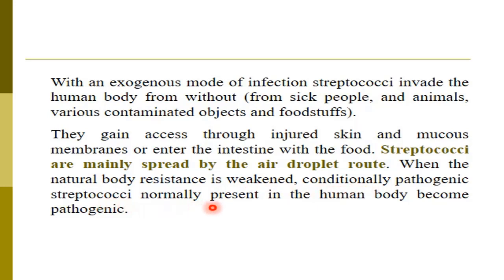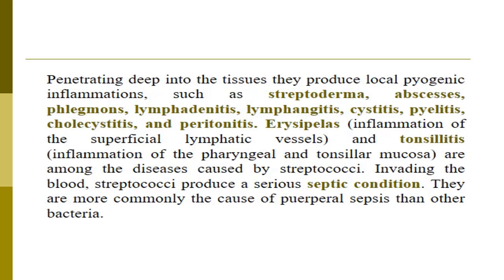When the natural body resistance is weakened, conditionally pathogenic Streptococci normally present in the human body become pathogenic. Due to what? Due to the natural body resistance being weakened, the Streptococci become opportunistic and can cause infection. They can penetrate deeply into the tissue and produce local pyogenic inflammation, such as streptoderma, abscesses, phlegmons, lymphadenitis, lymphangitis, cystitis, pyelitis, cholecystitis, and peritonitis. Erysipelas, inflammation of the superficial lymphatic vessels, and tonsillitis, inflammation of the pharyngeal and tonsillar mucosa, are among the diseases caused by Streptococci.